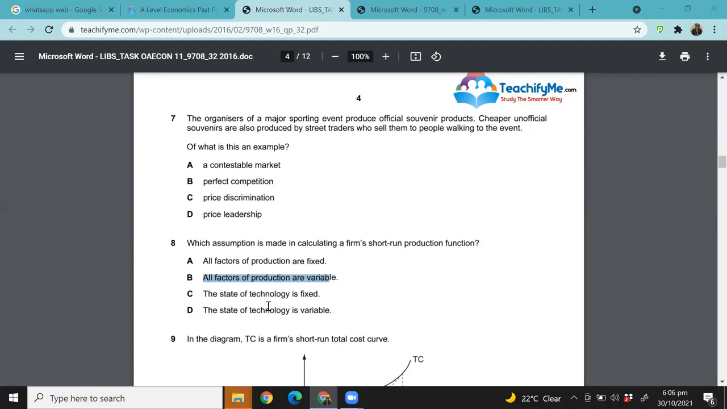Right. So the state of technology is fixed. Absolutely. So the difference between the short run and long run production function: what is a production function? A production function is a graph that shows the firm's output and the firm's input. So it basically shows the relationship between how much is being produced in terms of output based on how many inputs are used in the firm.